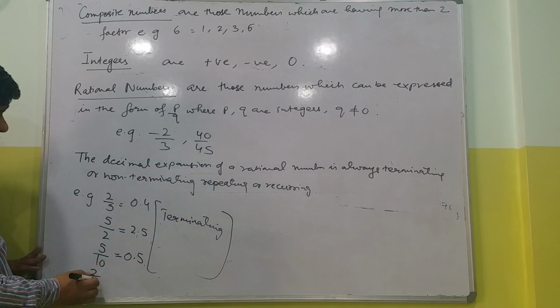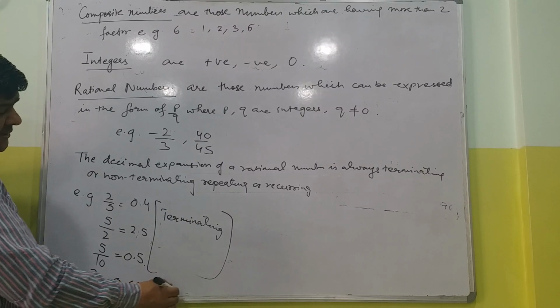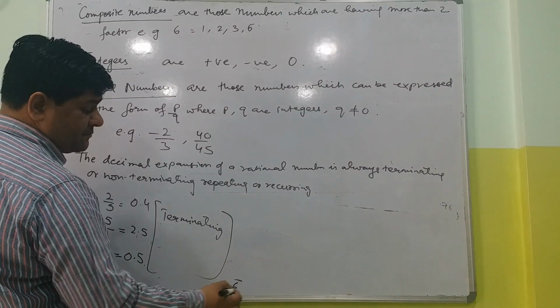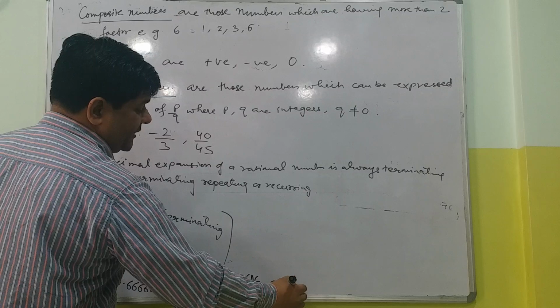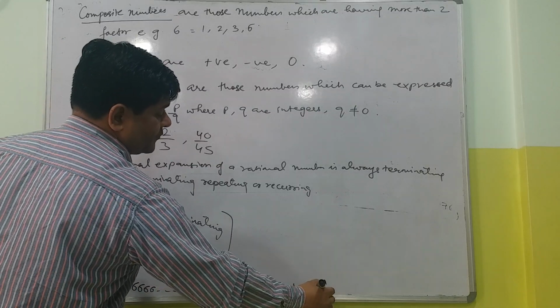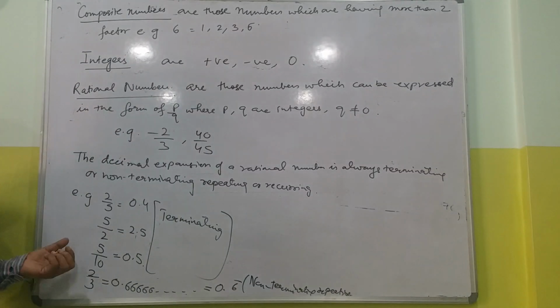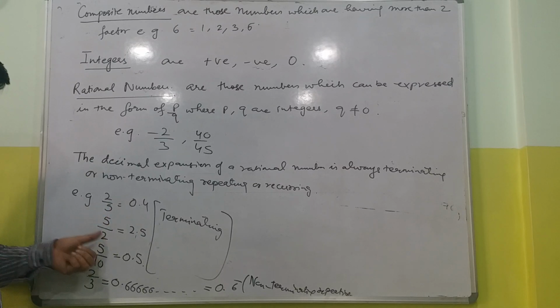But what about 2 by 3? It is 0.66666, it will never end. You can also write it like this: 0.6 bar. So this is non-terminating repeating.